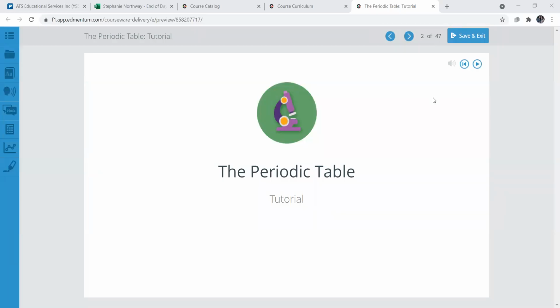The periodic table tutorial. If you look at some of my other little mini lessons, I've talked about the periodic table, showed you a couple examples, kind of went over the elements and all that fun stuff that you see on the periodic table, and I kind of broke it down some. So this is just an overview of the periodic table more.